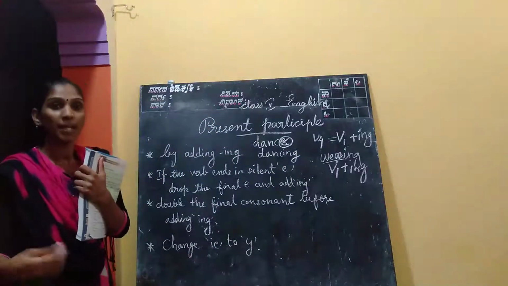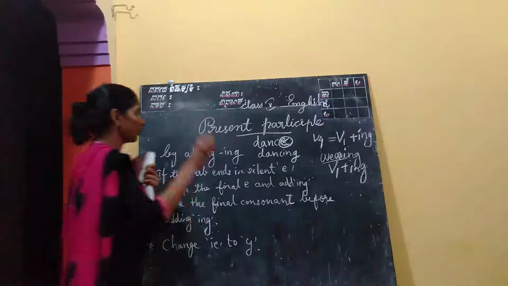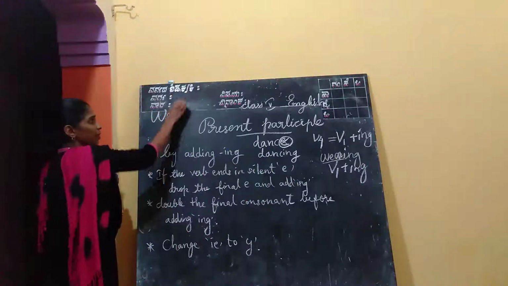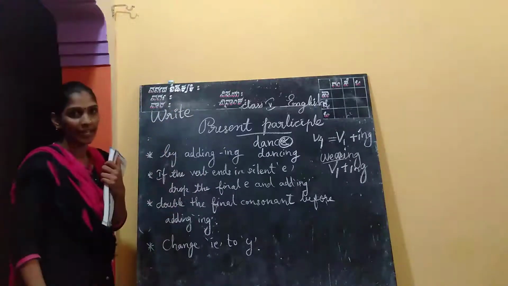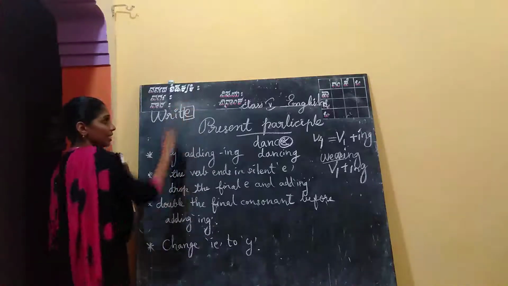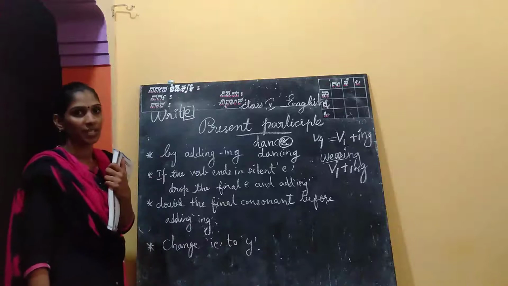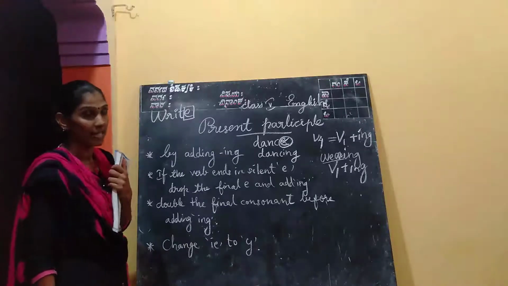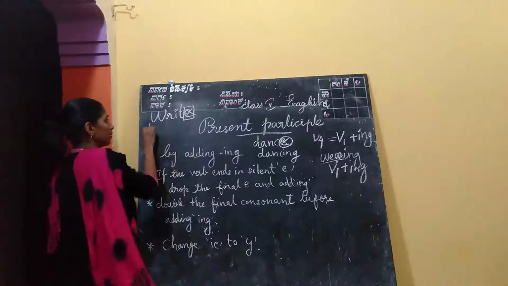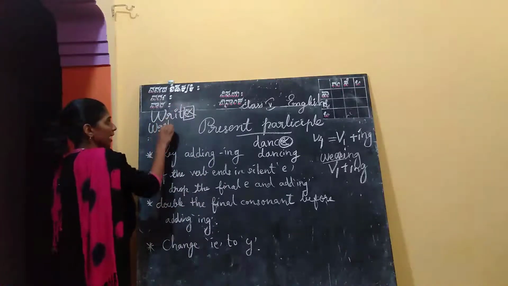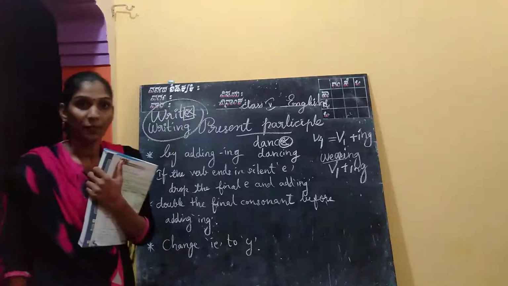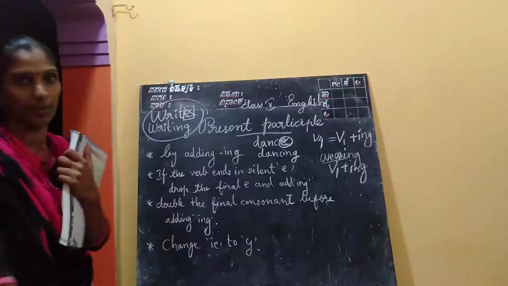And one more example, write, W-R-I-T-E. Here also E is silent. We can drop this E letter, in the place of E we can write ing, and we get the V4 form of this verb, right?